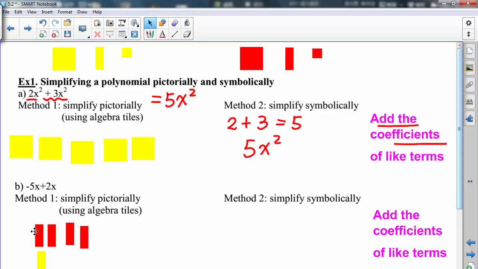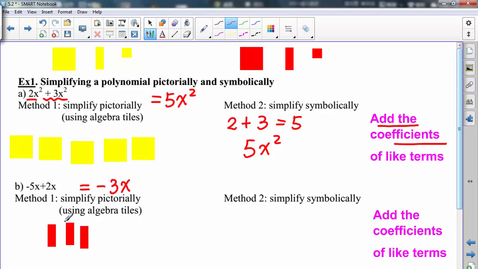These two got canceled out. They are gone. And this is another zero pair. 1 yellow, 1 red. They form a zero pair. They are gone. So right now you will see you only have 3 red rods left. So that means if you simplify these two like terms, the answer is negative 3x.